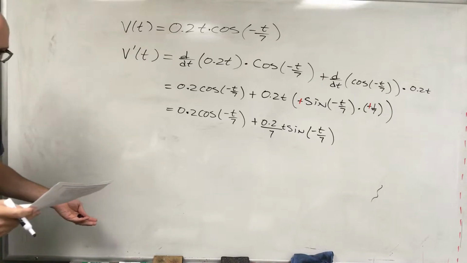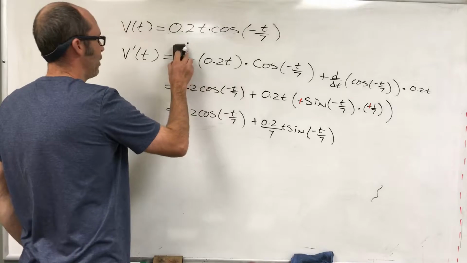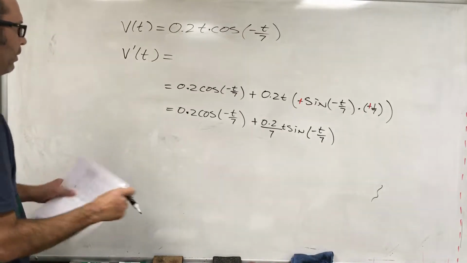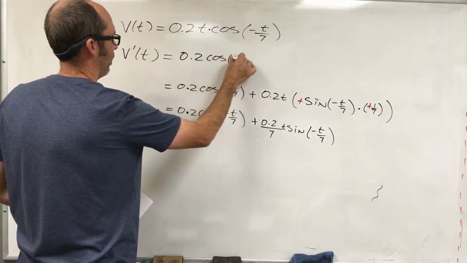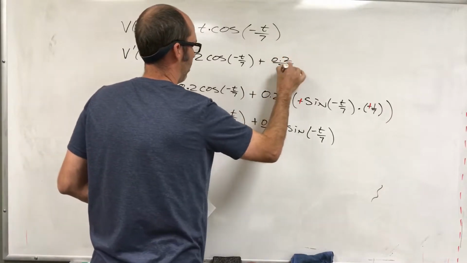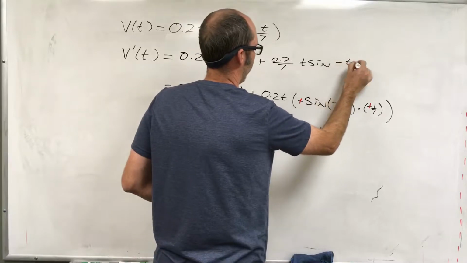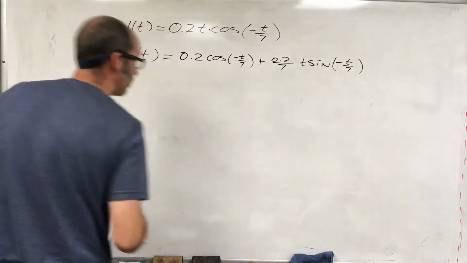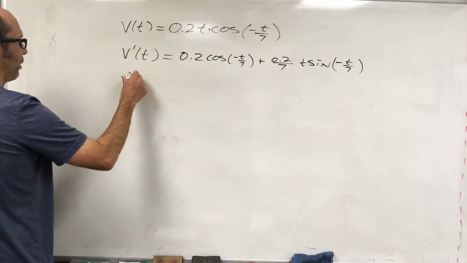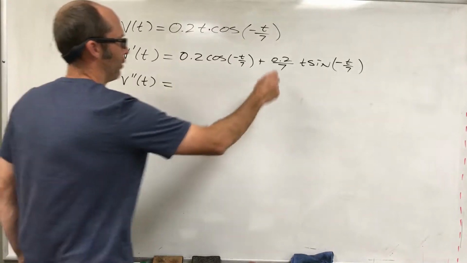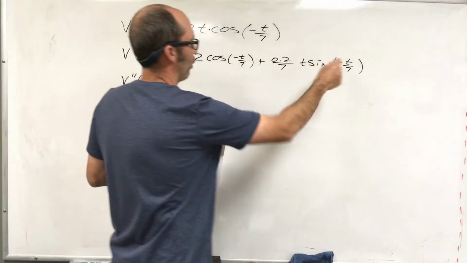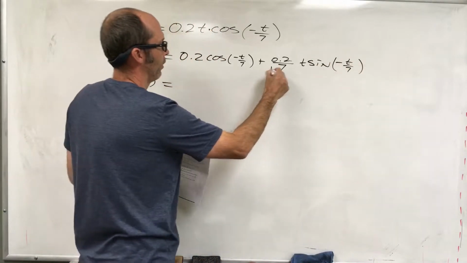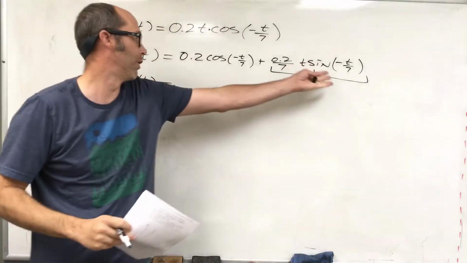Now we got to find v double prime, which is the derivative of this. All right, so let me write v prime up here. So for v double prime of t, we'll take the derivative of this and we'll take the derivative of this separately. Notice that over here we have a product of the function t and sine of negative t over 7. When we take the derivative here, we're going to have to use the product rule again.